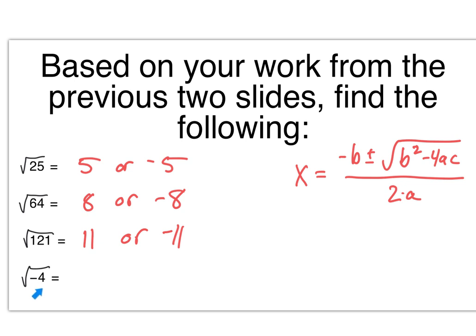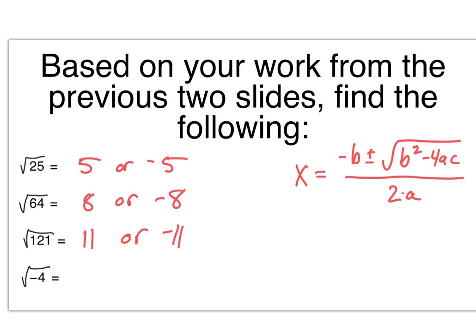Well, how about this one here? Square root of negative 4. What number times itself is negative 4? So again, as we said, 2 times 2 is positive 4. Negative 2 times negative 2, also positive 4. 2 times negative 2 is negative 4, but that's not a number times itself.